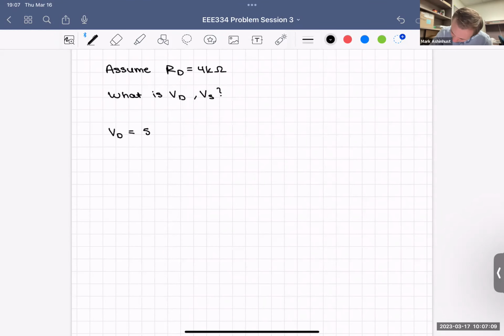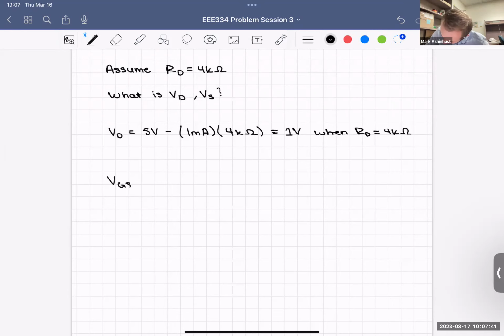We have VD is 5 volts minus ID, which is 1 milliamp. And we were told that RD is now 4 kilo ohms. 1 milliamp times 4 kilo ohms is 4 volts. So we have 5 minus 4. So VD is equal to 1 volt when RD is equal to 4 kilo ohms. And then we could do the exact same thing for VS.